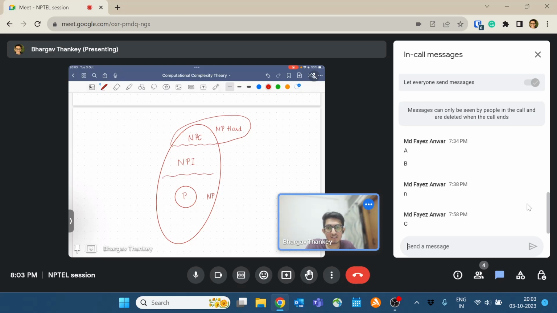unless the polynomial hierarchy collapses. So in the current scenario, I'd assume NP-hard to be a superset of NP, which intersects with NP-complete problems. Yes, it's a strict superset because it contains halt. Strict superset of NP-complete, but it may not contain the entire NP class. That's what Ladner's theorem says, right? If P not equals NP, then NPI is not empty. So this part is not empty, and so this part cannot be NP-hard.